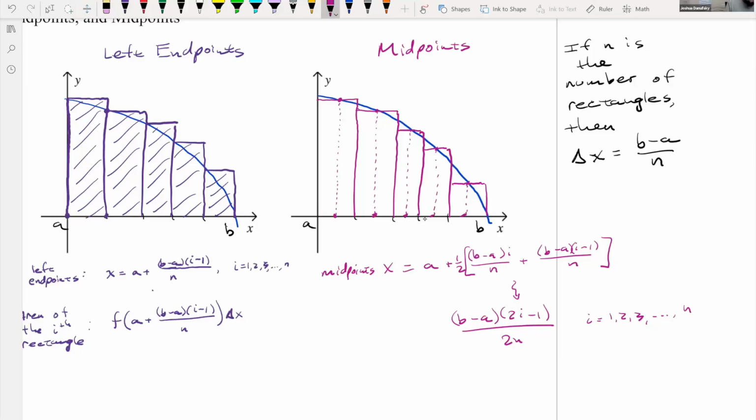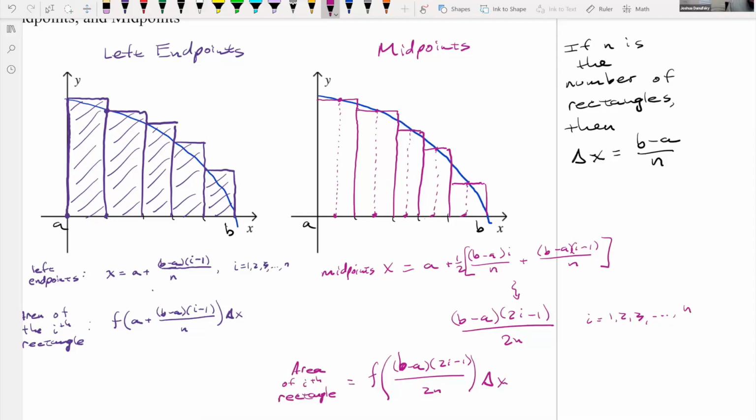And so to get the area, we would then plug that into our function, right? We would put this into our function to get the height of each rectangle. And then multiply that by delta X, which is the width of each rectangle. So that's the area of the ith rectangle.